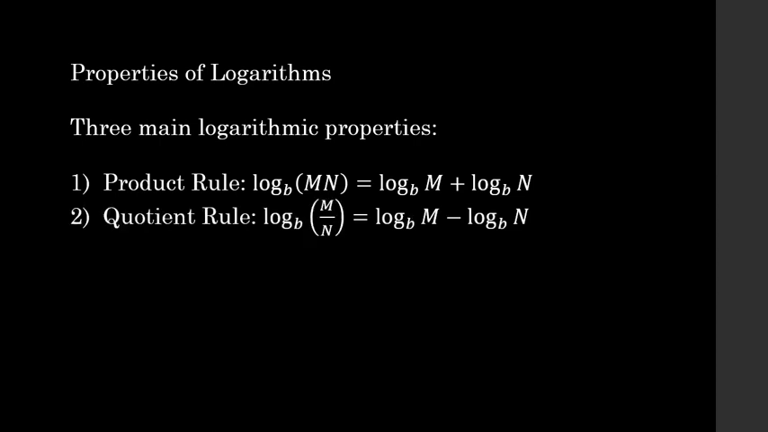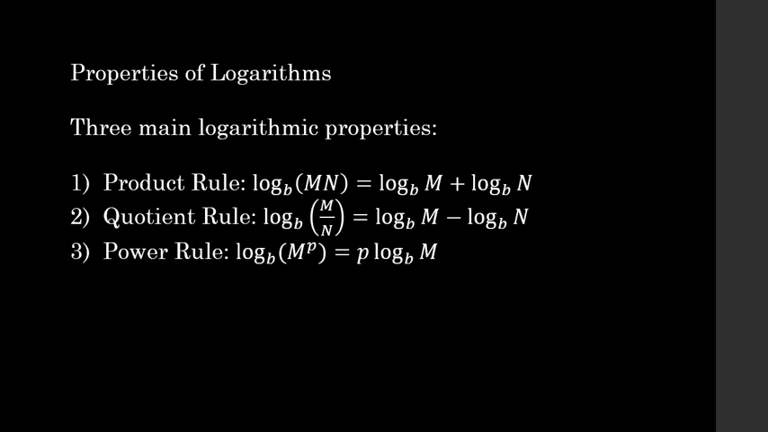The second property, the quotient property or quotient rule for logs, says that the log of the quotient of two things is equal to the difference in their individual logs. So log base b of m over n is equal to log base b of m minus log base b of n.